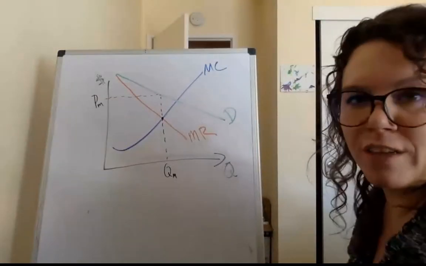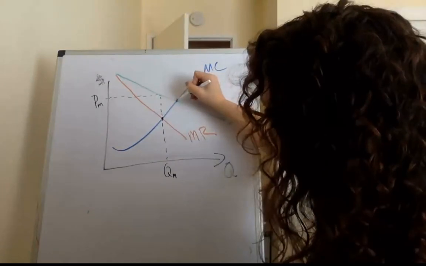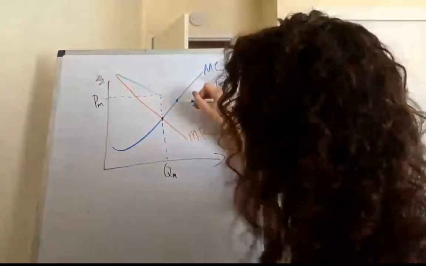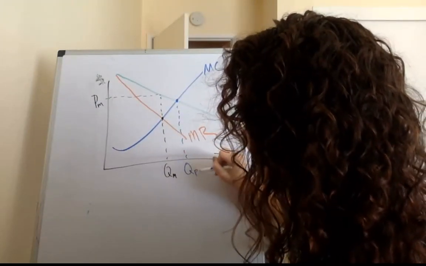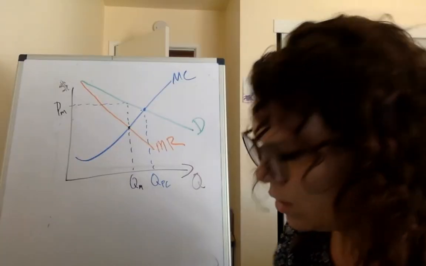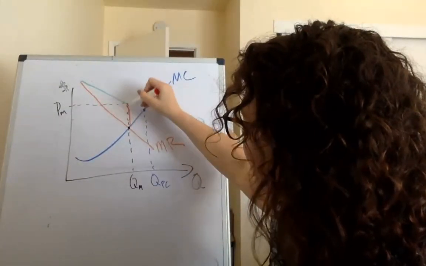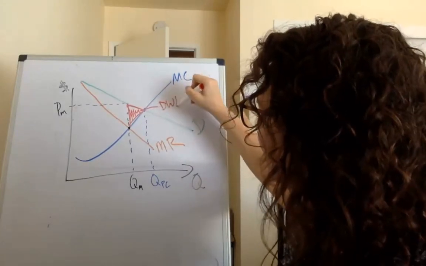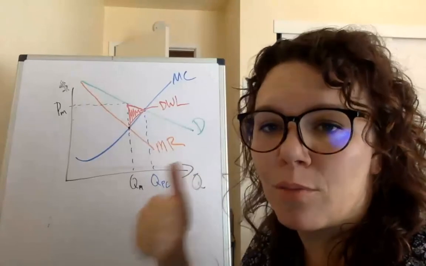If we were in perfect competition, we would expect this level of consumption to prevail, where demand is equal to the marginal cost for the firm. So that would be our quantity of perfect competition. And so there's a deadweight loss associated with having monopolies, and we can consider it to be this triangle here. That's the deadweight loss associated with monopolies coming from reduced quantities and higher prices.